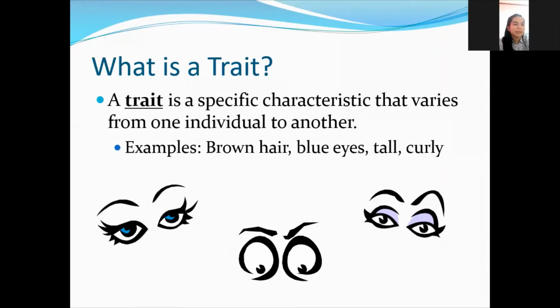So what is a trait? A trait is a specific characteristic that varies from one individual to another. For example, we have brown hair, sorry, blue eyes, tall and curly. So we have those traits.